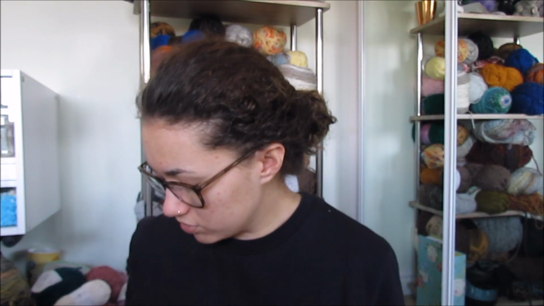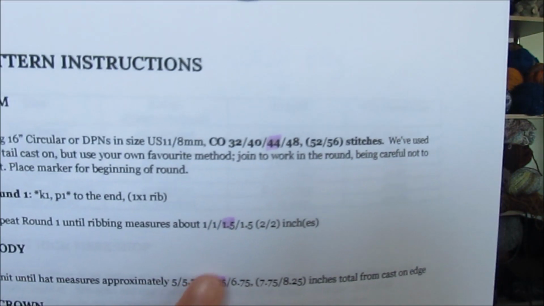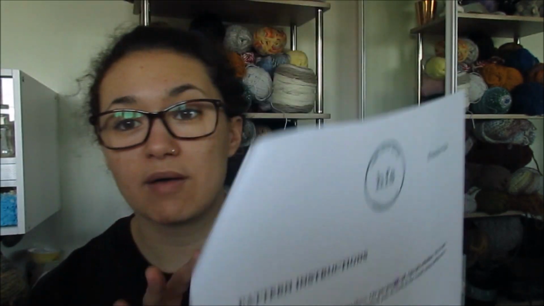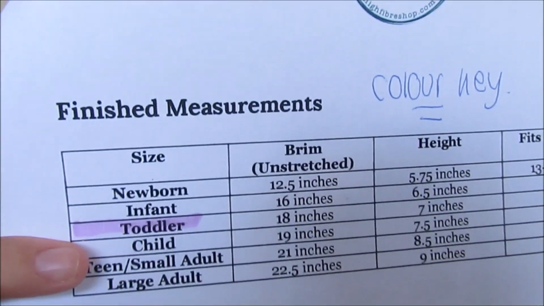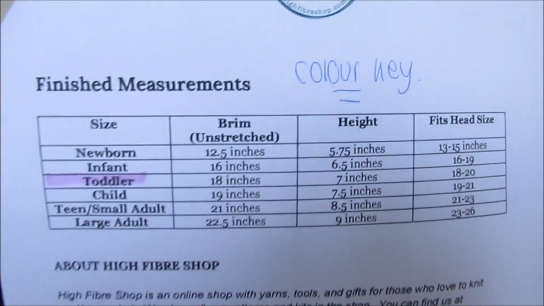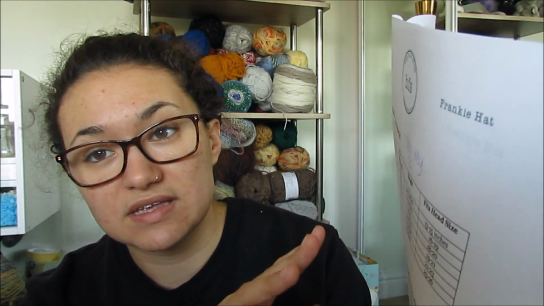So I've got that one, and then I have this really cute one. It's an adult and a newborn size, and basically, again, you have the different stitches for the different sizes. I've just highlighted purple the ones that I'm going to be knitting to start off with. And on the back you have the finished measurements, the size, what the height is, and what the head fit is as well.